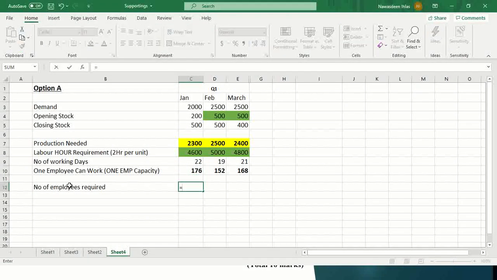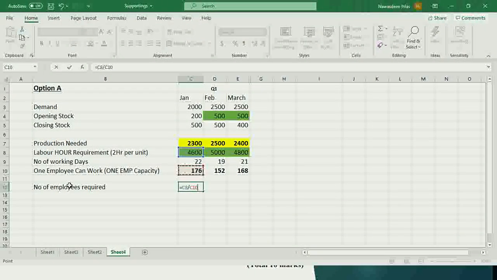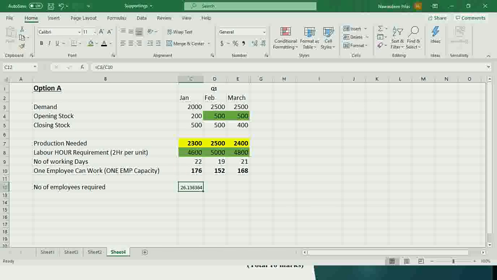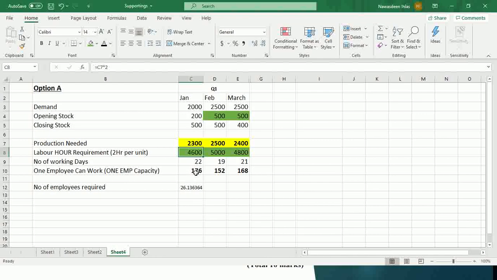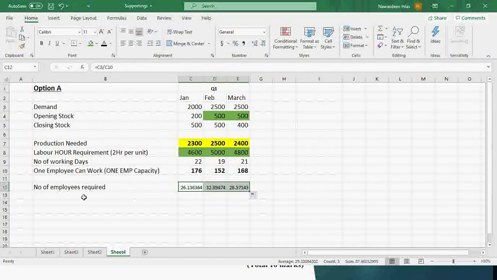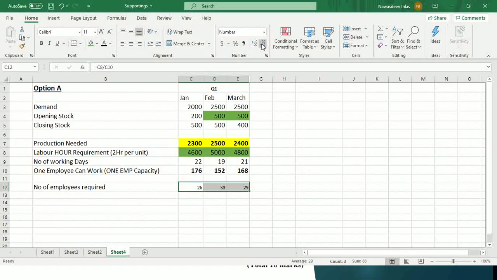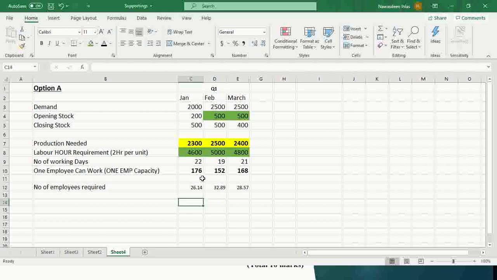So this is our total requirement going to divide by per employee capacity. You can see if we divide our total hour requirement by one labor's capacity, we can find the number of labors or number of employees, right? Which means if we round up, here you can see number of employees required 26.14.